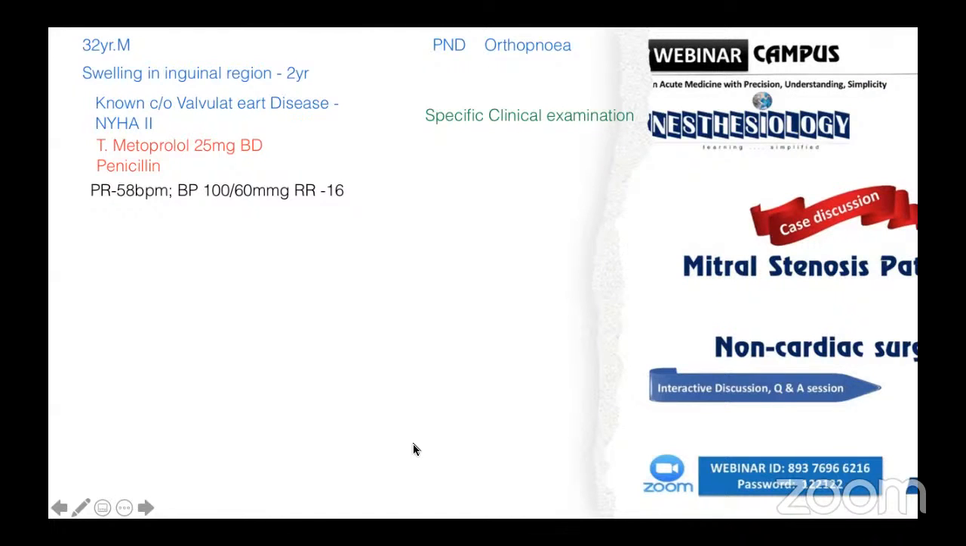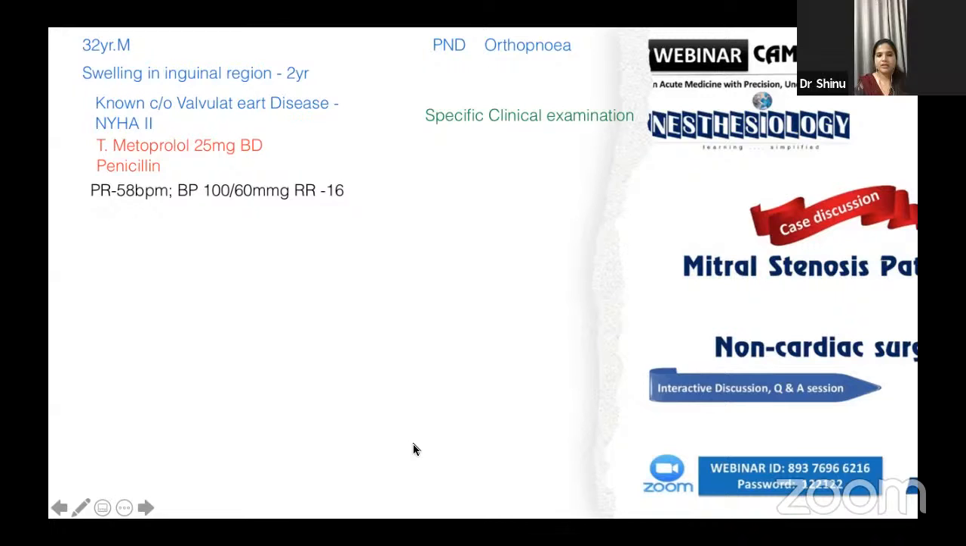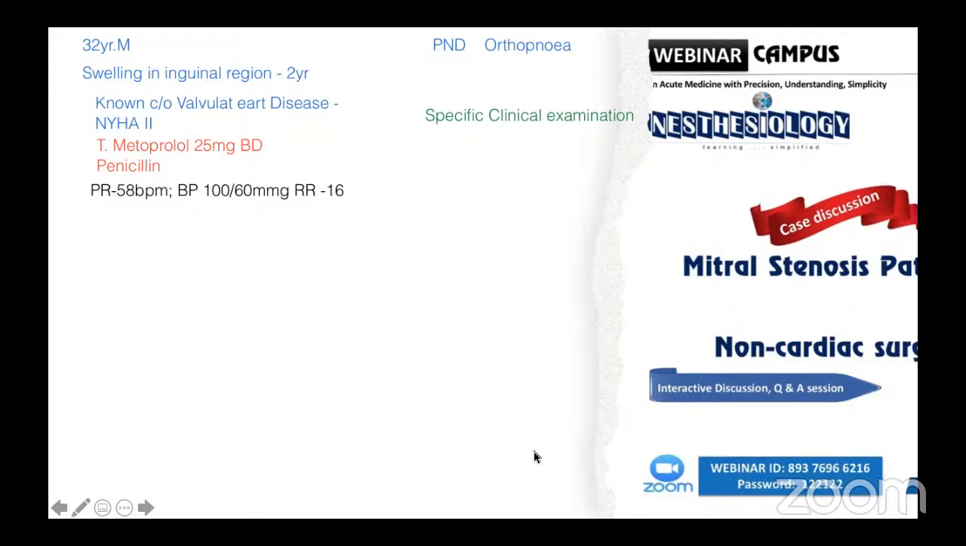Okay. And this patient is posted for inguinal hernia repair? Ma'am, proceed for inguinal hernia, right? Yes, ma'am. So how are you going to proceed? What investigations do you want to go for? And how are you going to manage your anesthesia?